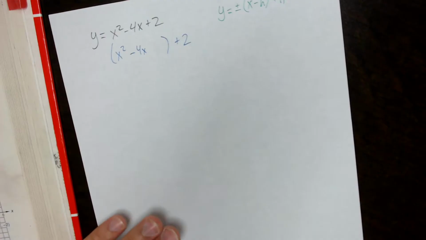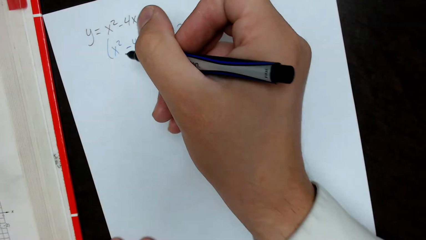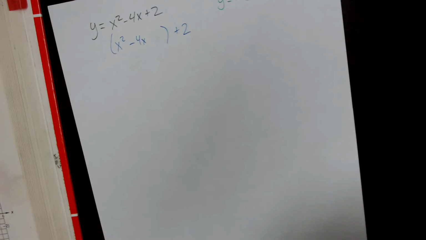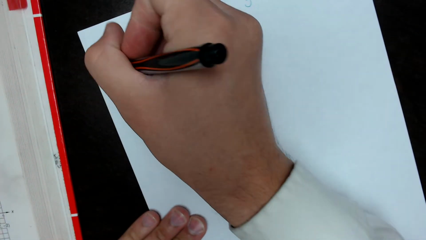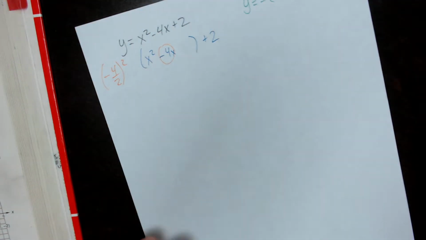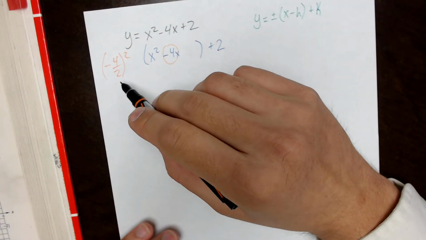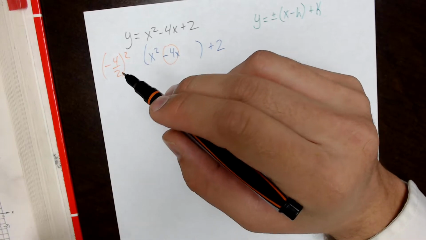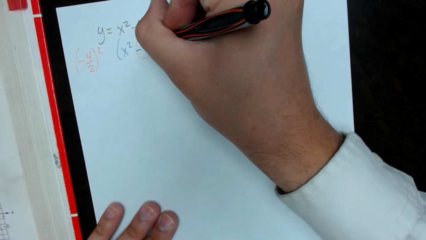Now when I do complete the square, if you remember, we take this middle term, negative 4, divide it by 2 and then square it. So negative 4 divided by 2 gives me negative 2. Negative 2 squared gives me positive 4. Once I have positive 4, I add that here.